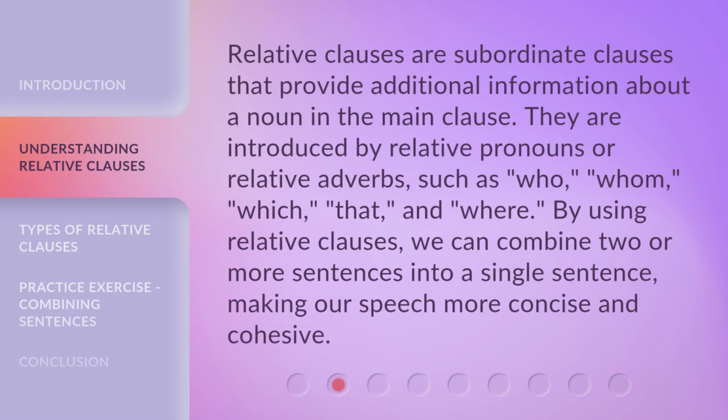Relative clauses are subordinate clauses that provide additional information about a noun in the main clause. They are introduced by relative pronouns or relative adverbs, such as who, whom, which, that, and where. By using relative clauses, we can combine two or more sentences into a single sentence, making our speech more concise and cohesive.